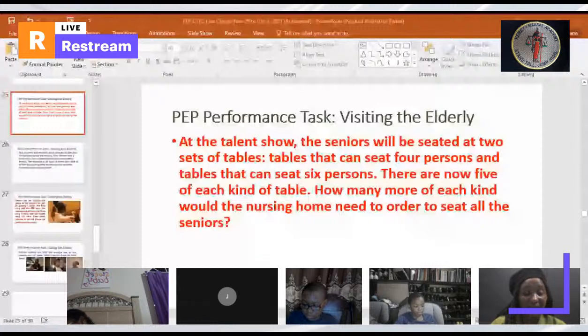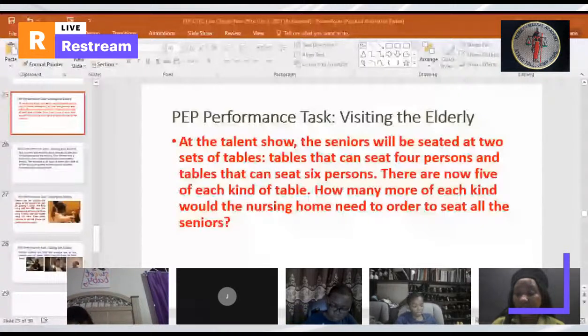You know, there are 74 seniors. So we have seats for 50 of them. So let's subtract to see how many more seniors we need to seat. 74 minus 50, that's 24. And now we have some options. We need to seat 24 persons.